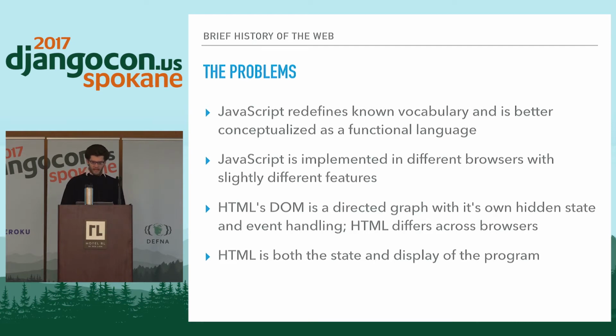The HTML DOM is weird, right? Like it's got its own hidden state, even though it's supposed to be the state, and it's got event handling, but it's different across all of the different browsers. And then there's the duality of it, right? Content and structure. So let's go through each one of these problems in this order, right?